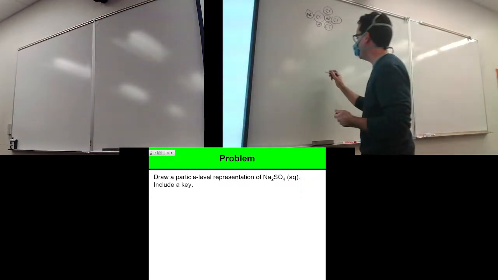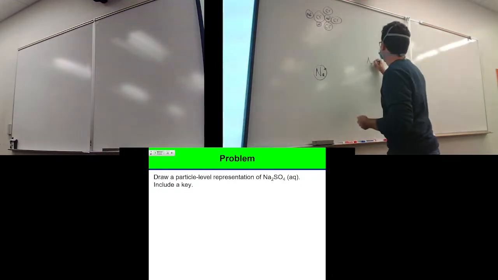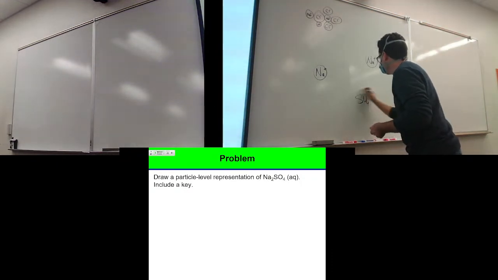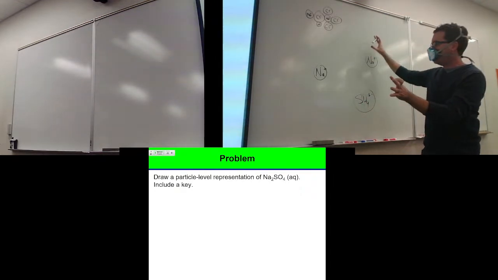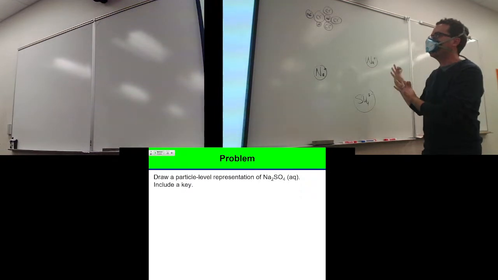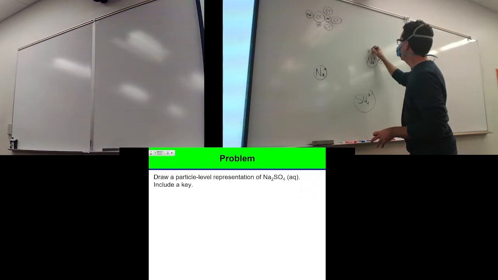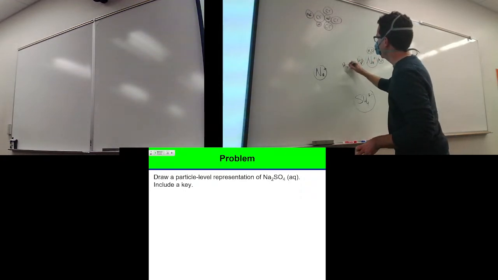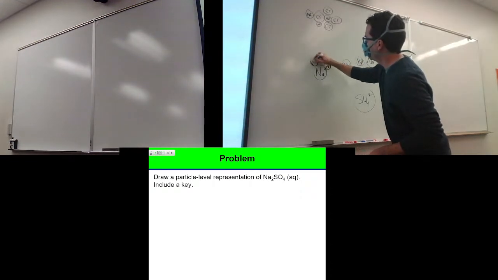You shouldn't think of it as ions stuck together. You should think of it as a bunch of sodium ions and sulfate ions in a ratio of 2 to 1. So you can draw many more sodium ions, many more sulfate, as long as it's a 2 to 1 ratio. And these are all surrounded by water molecules. There's water surrounding everything, and then there's water floating around everywhere in between. That's the particle level picture of this thing.